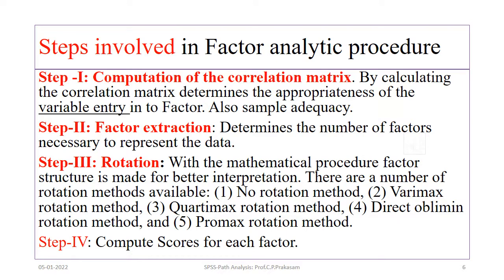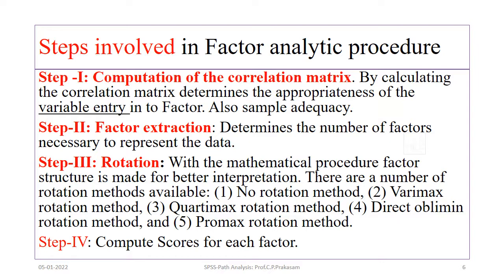Steps involved in the factor analytical procedure. The first step is the computation of the correlation matrix. Calculating the correlation matrix determines the appropriateness of the variables' entry into the factor analysis, and also the sample adequacy. SPSS will give you the suitability of sample adequacy by different methods.